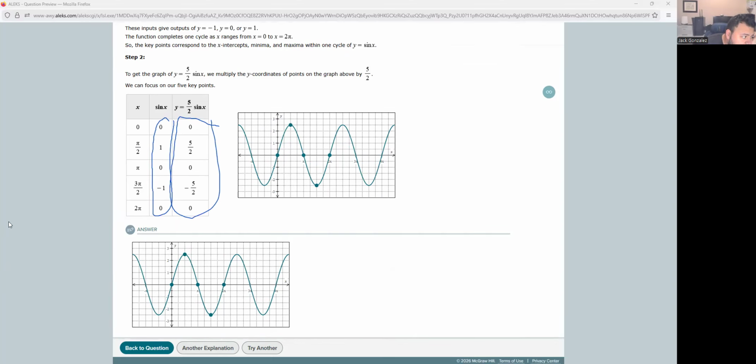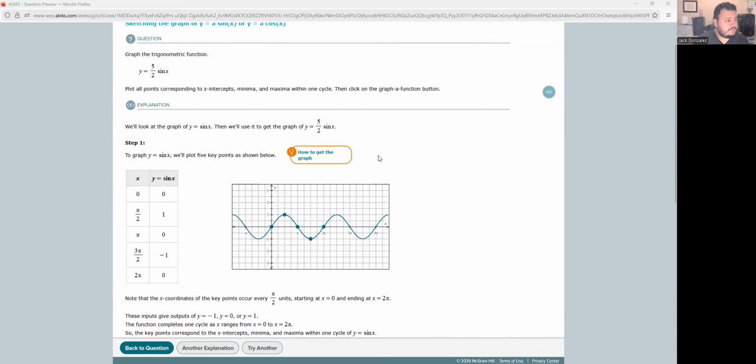So the way you answer the question, you plot the new one. Instead of putting 1 and -1, you're going to have 5 halves right there and -5 halves. That's pretty much it. Let's look at another one. So that's if the number is on the outside.